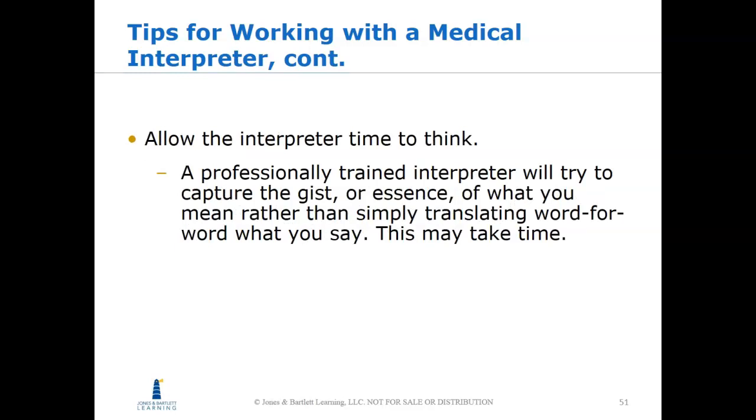Again, give the interpreter time to think. A professionally trained interpreter will try to capture the gist or the essence of what you mean rather than simply translating word for word, because it may not translate over correctly. So this may take a little bit of time. Remember that you have to have patience when you have an interpreter helping, because there is a little bit of a time lag in order to get the communication across appropriately.